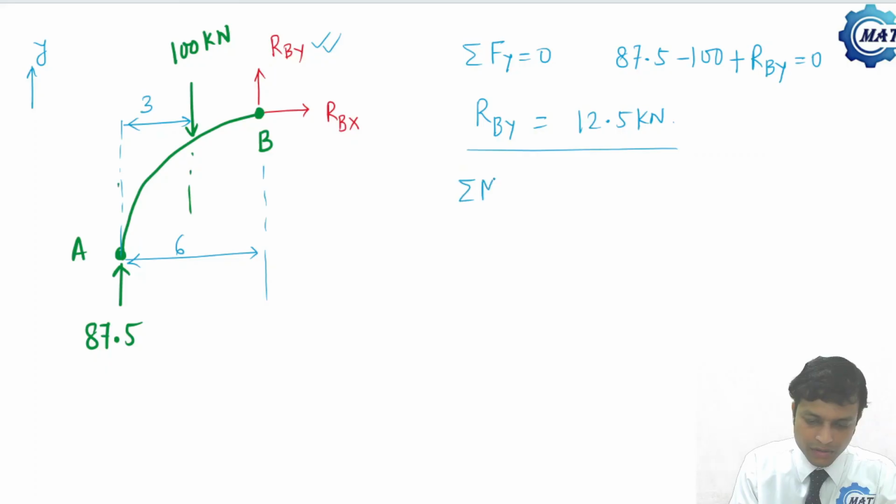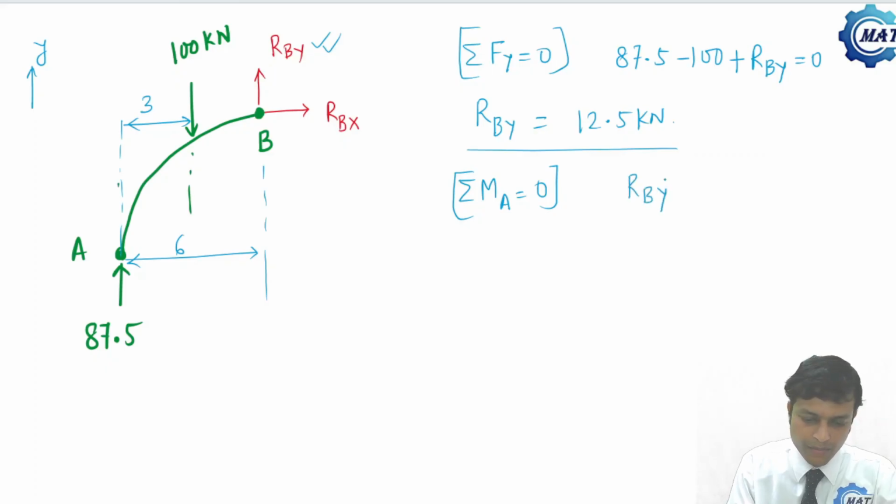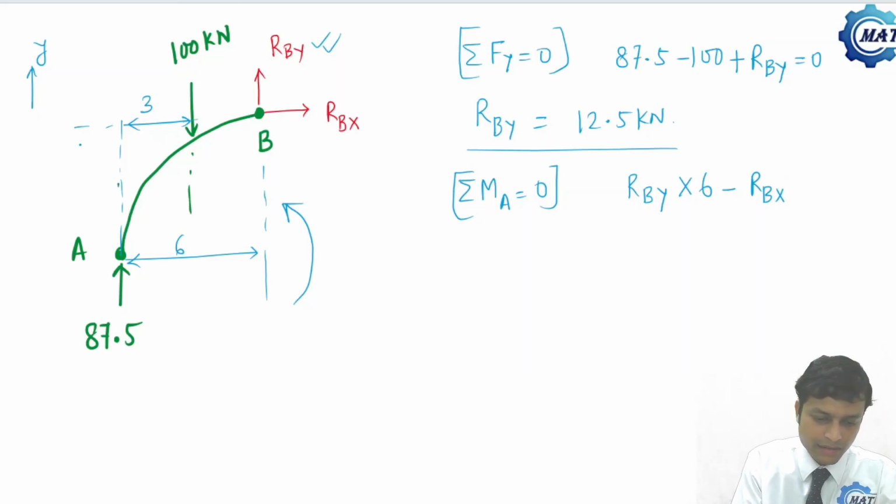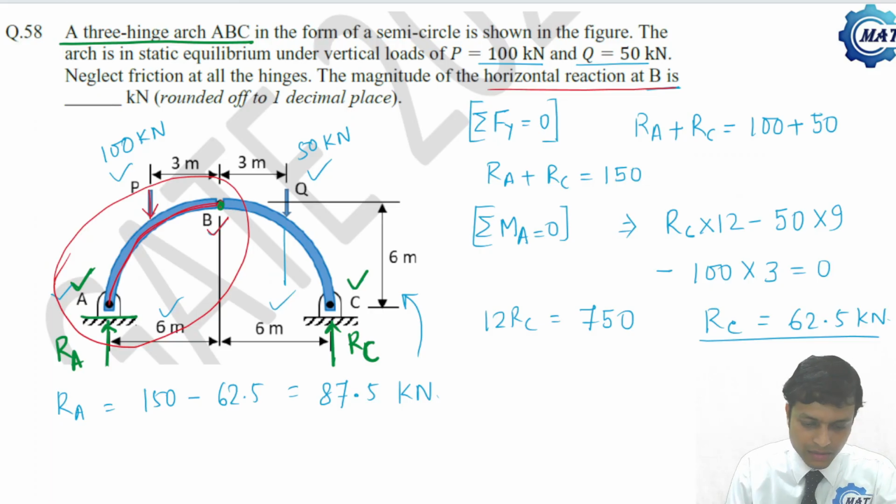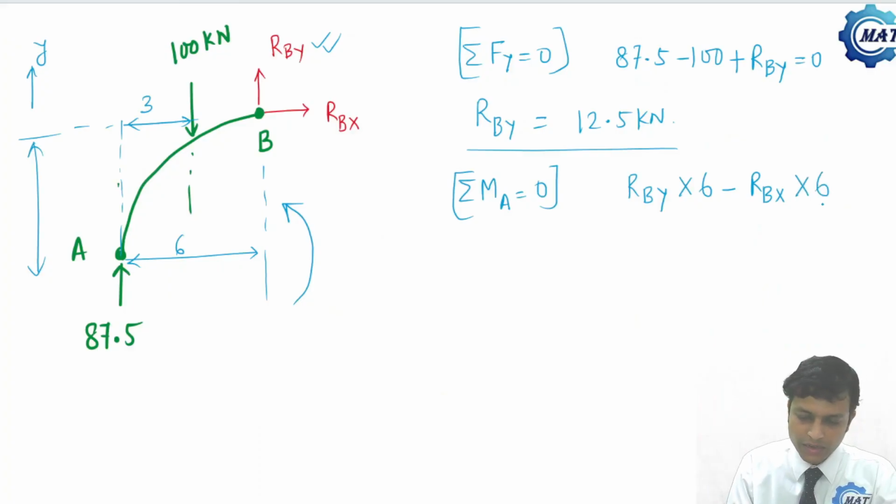Now let us make summation of all moments about hinge A is 0. What we will get? RBY into 6, that is in which direction? That is counterclockwise, and considering that positive, minus RBX into this height, which is also 6 meter, it is given, so into 6, but it is in the opposite direction, minus 100 into 3 is 0.